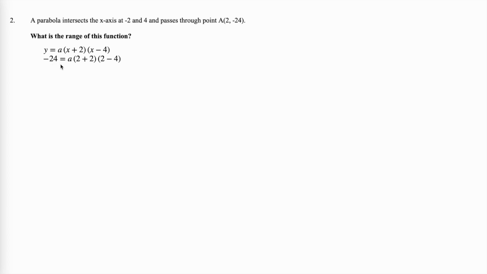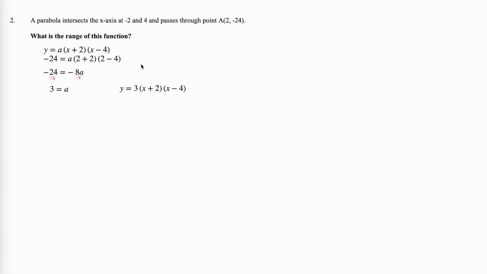We get negative 24 is equal to a times 2 plus 2, which is 4, times 2 minus 4, which is negative 2. 4 times negative 2 is negative 8. We end up with negative 24 is equal to negative 8 times a. Divide both sides by negative 8, and that gives us a is equal to 3. You can feed that back into our equation. We have y is equal to 3 times x plus 2 times x minus 4.